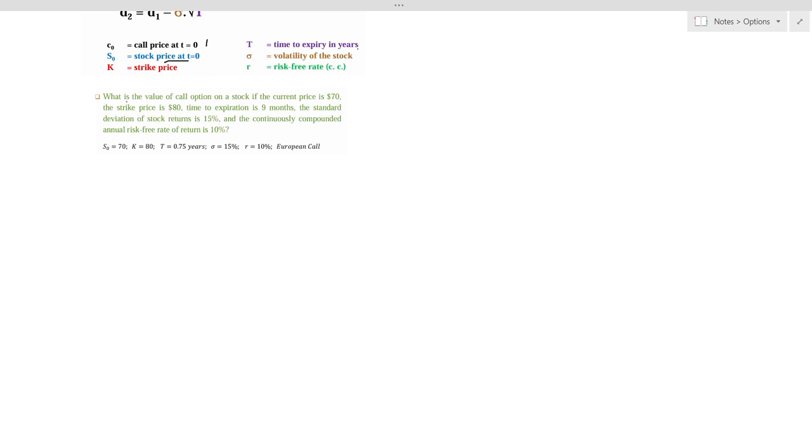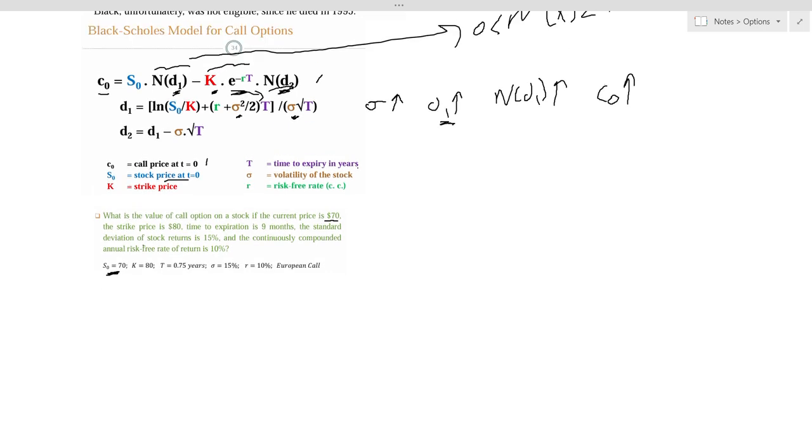The question says: what is the value of a call option on a stock if the current price is $70? So S0 is 70, and the strike price K is 80. The time to expiration is 9 months, which means 0.75 years, the standard deviation of stock return is 15%, and the risk-free rate is 10%. Now we just need to apply the formula. That's very easy. Let's start to solve the question.